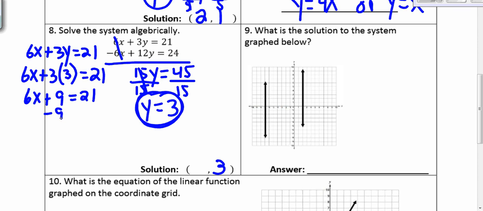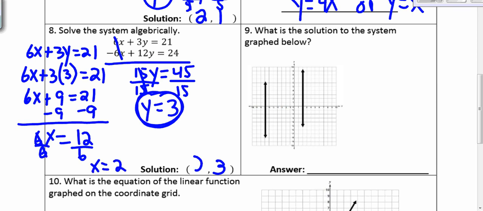Minus 9 on both sides. And you got 6x equals 12. You divide by 6 on both sides because you have to get that x. x equals 2. 2 comma 3 is your answer.